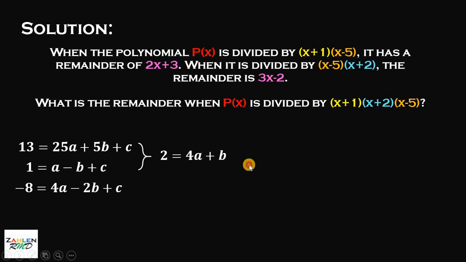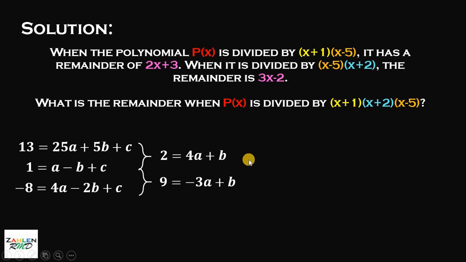Now at this point, we need to combine the second and the third equation. So if we subtract the third equation from the second equation, we get 1 minus negative 8 will give us 9. a minus 4a will give us negative 3. Negative b minus 2b will give us positive b. c minus c will give us 0. So we have 9 equals negative 3a plus b.